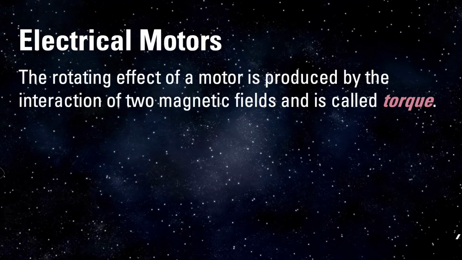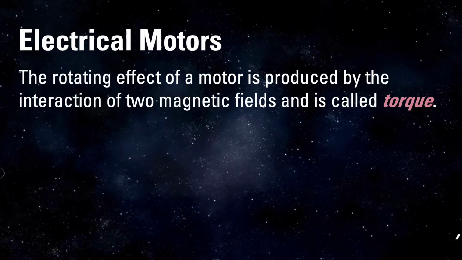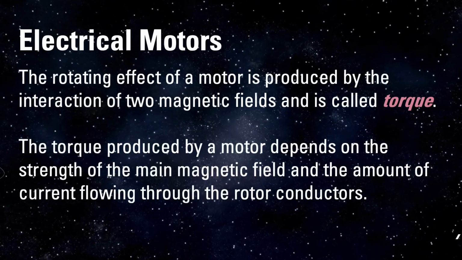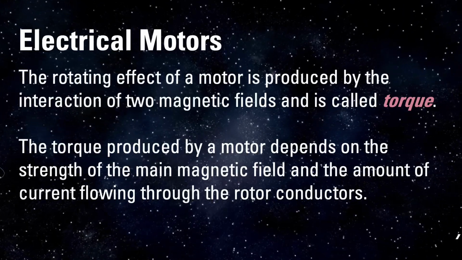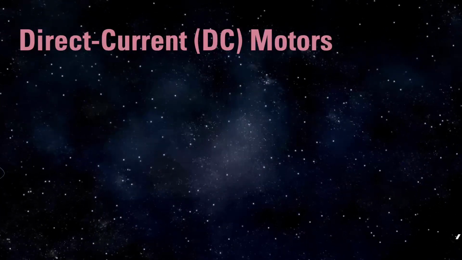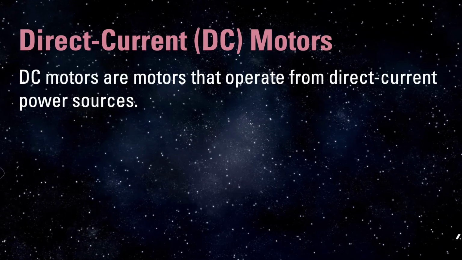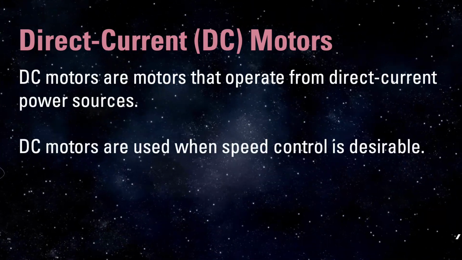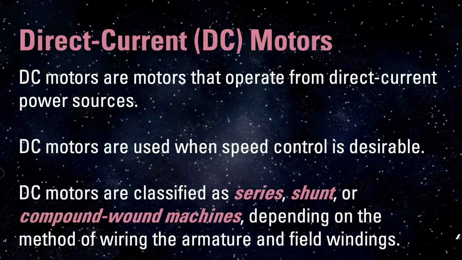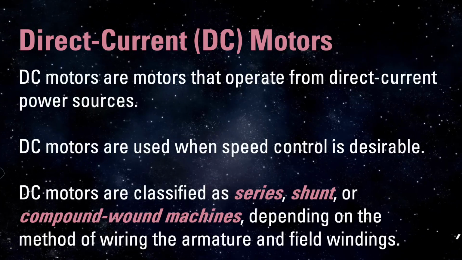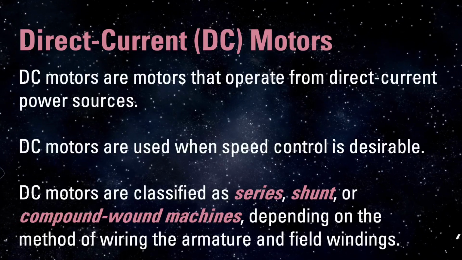The rotating effect of a motor is produced by the interaction of two magnetic fields and is called torque. The torque produced by a motor depends on the strength of the main magnetic field and the amount of current flowing through the rotor conductors. Direct current or DC motors. DC motors are motors that operate from direct current power sources. DC motors are used when speed control is desirable. DC motors are classified as series, shunt, or compound wound machines depending on the method of wiring the armature and field windings.